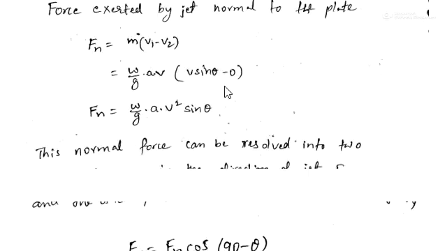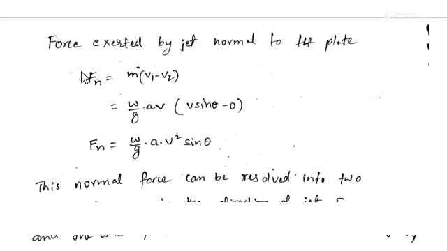So when you substitute V1 = V sin theta, V2 = 0, and simplify, it is W by G A V into V sin theta, which is V square sin theta, and this into 0 is 0, so we are not writing that here. So finally you can write the expression for the force exerted by the jet normal to the plate, Fn, as W by G A V square sin theta.